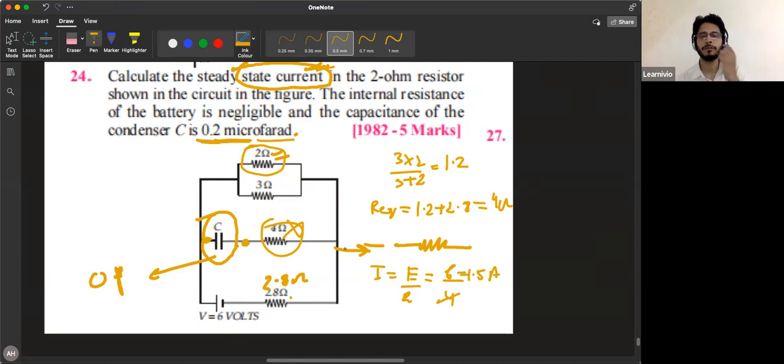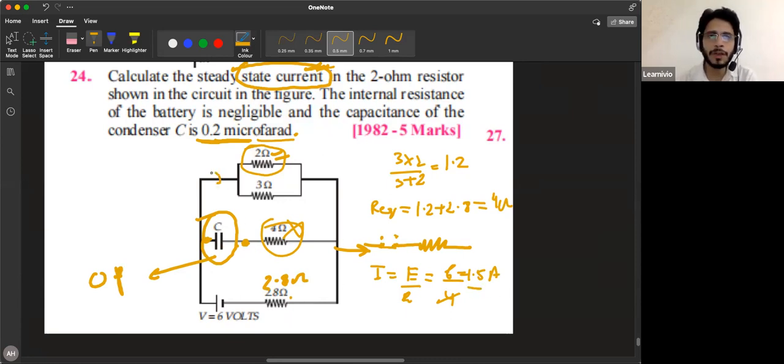Sir, because of steady current, is there a resistor there as well? Yes, because of the steady state, remove this capacitor, make it an open circuit. If this is an open circuit, current cannot go through here. For current to flow, the path should be closed. If it is an open circuit, nothing will go through here. Remove the 4 ohm. So it's 1.5 ampere now.